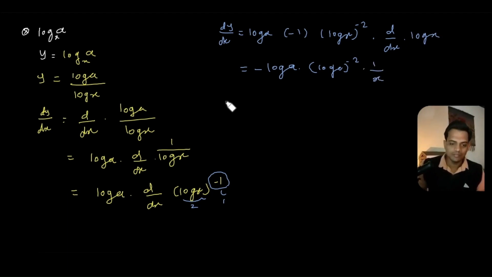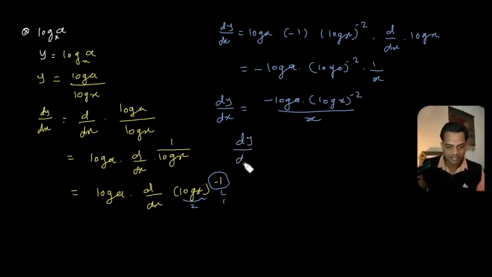So it is solved. Now dy by dx is equal to minus log of a into log of x raised to minus 2 divided by x. Or I can also write this as dy by dx is equal to minus log of a divided by x into log of x whole square. So it is our final output.